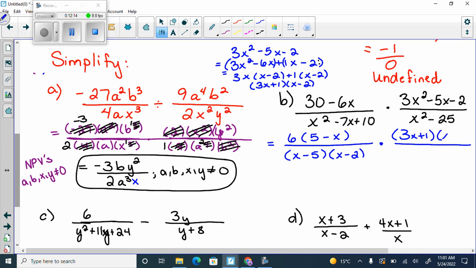And I told you, if you're sitting there staring and you're like, nothing cancels, something is wrong, most often it is difference of squares that you're missing, right? So x squared minus 25. The square root of x squared is x in front of each bracket. The square root of 25 is 5 at the back of each bracket, plus or minus.